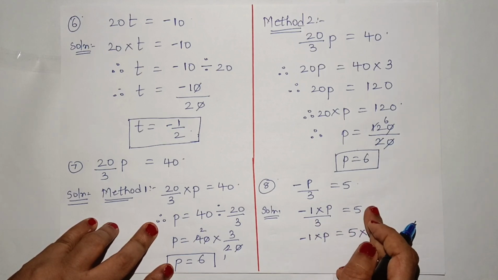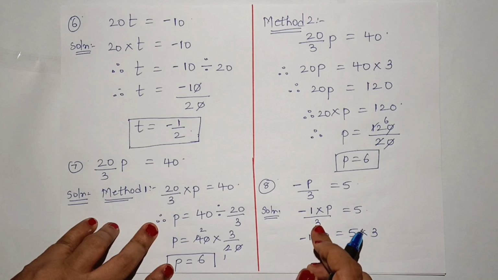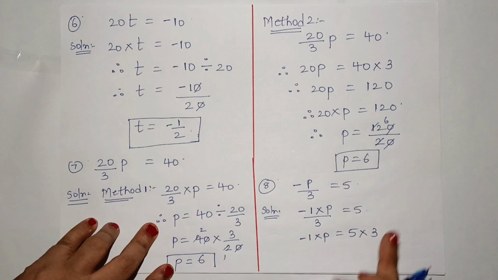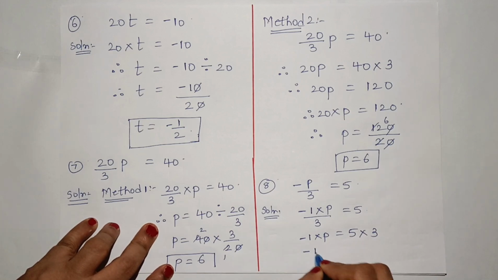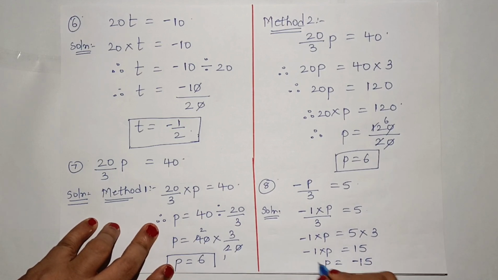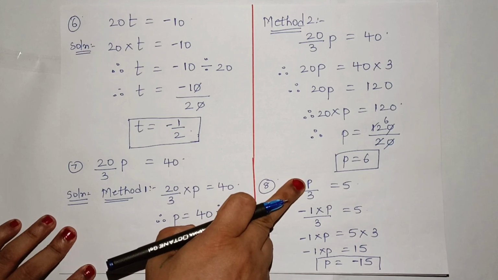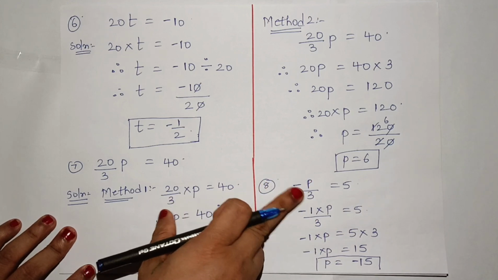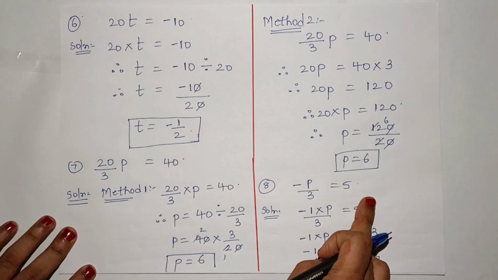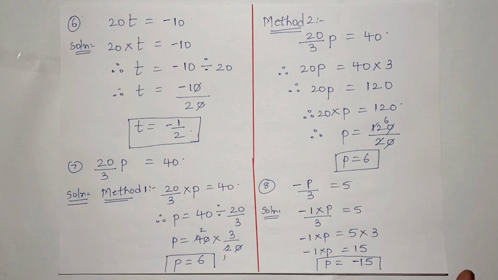Transposing method. This method is called moving a number, or moving any integer or any rational number, from one side to the other side. That method is called what? Transposing method. Now minus 1 into p is 15. P equals what? Minus 15. I hope you are understanding. You can recheck your answer. Minus 15, substitute over here. Minus into minus will become plus. So 15 by 3 is what? 5. So LHS is 5 and RHS is also 5. I hope you understood.